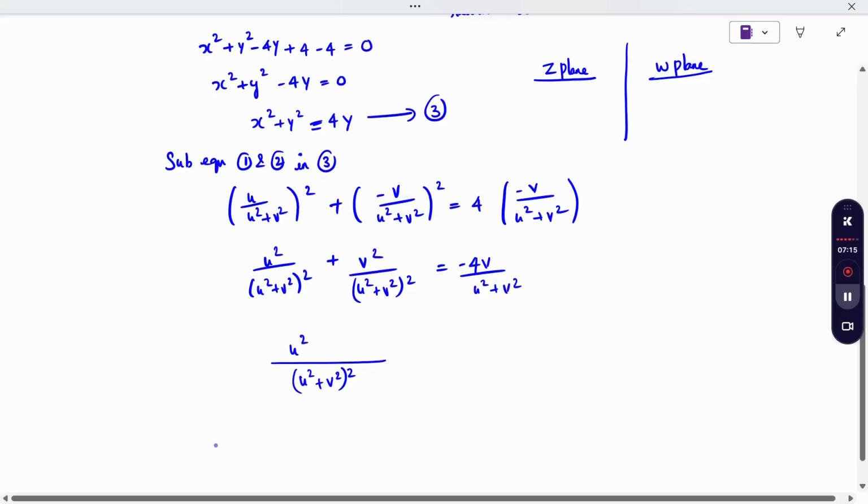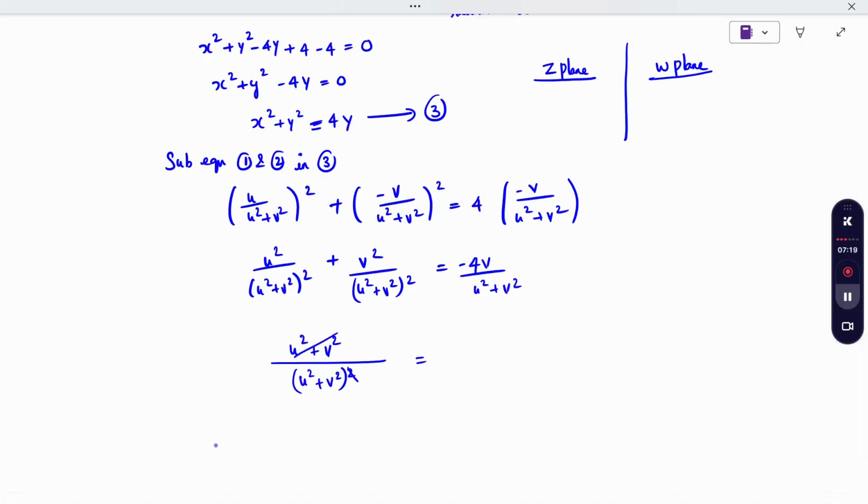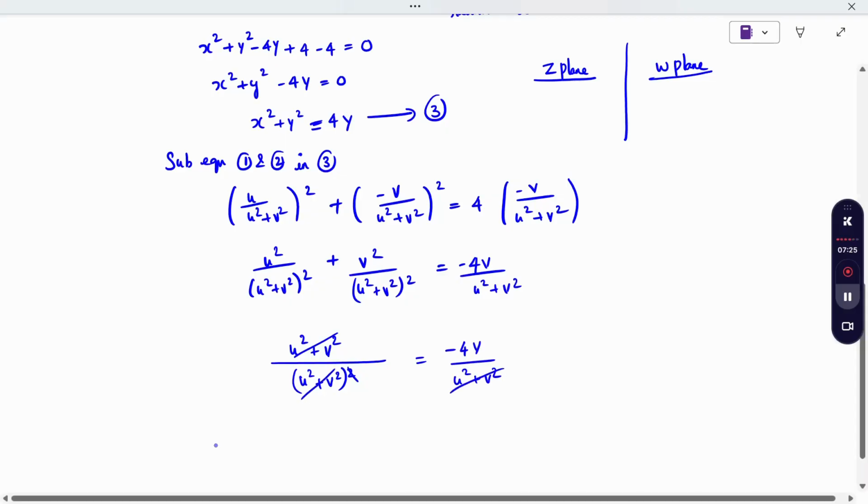So it is nothing but u squared plus v squared, and one u squared plus v squared gets cancelled. Minus 4 into v divided by u squared plus v squared, this also gets cancelled. So what will I get? Minus 4v equal to 1. You will make a mistake here and write equal to 0, so that is wrong. So I am getting v equal to minus 1 by 4.